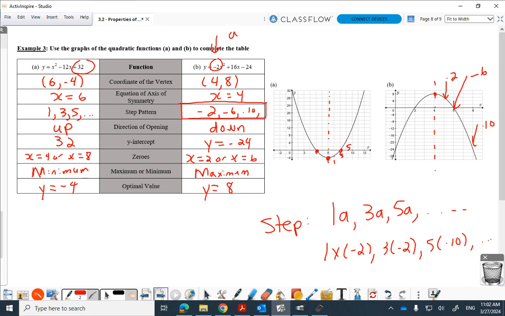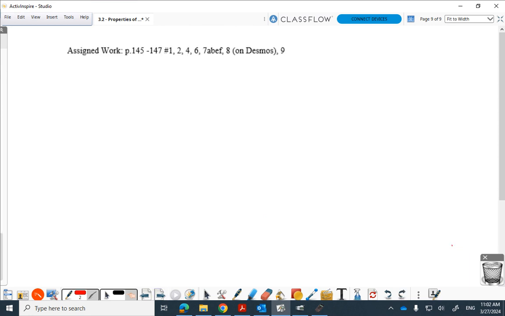Here's some very digestible homework for you. Notice, though, it says number 8, do it on Desmos. So when you get to number 8, feel free to get out your technology, break out your Desmos on your phone, and do number 8 right on your phone, okay?